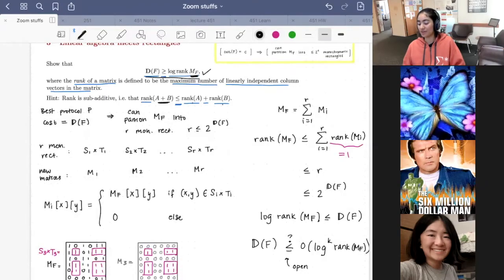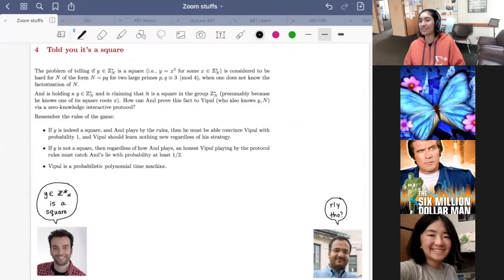All right, so the last question is a zero knowledge proof kind of question. So let's walk through what it's asking first. The problem of telling whether y in Z star n is a square, i.e. if it's equal to x squared for some other x in Z star n, is considered to be a hard problem for n equal to pq for two large primes, p and q equivalent to 3 mod 4, when one does not know the factorization of n. I'm not quite sure of the proof of this, but we're just going to take it for granted that this is a hard problem.